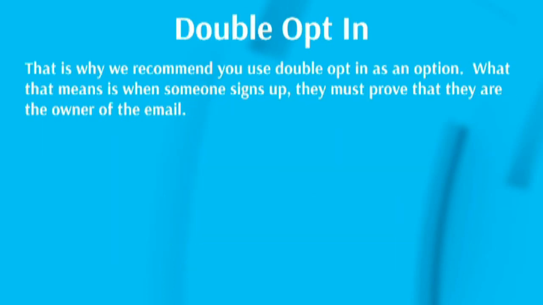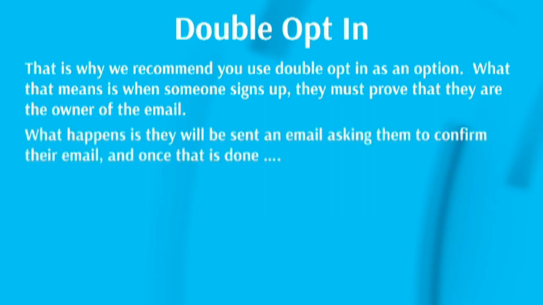Here's what double opt-in is. Double opt-in is when somebody signs up, and let's use the example before where they fill in their name and email address on your landing page and they click submit. Now, at this point, they're not going to be added to your list. They're going to be added to a sort of pending list. Now, what they have to do in this case is they have to prove that they are the owner of the email. So what happens is they get sent an email asking them to click a confirmation link. And once they click that, then of course they're added to your email list.